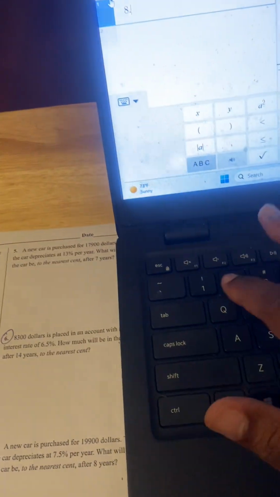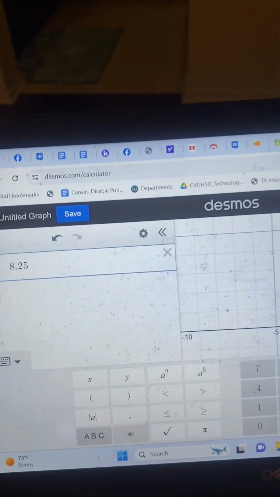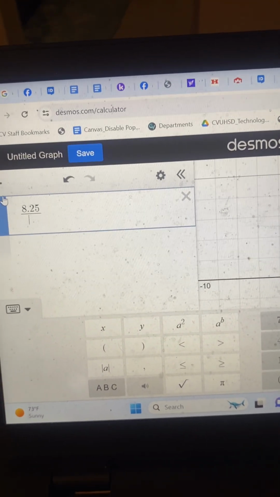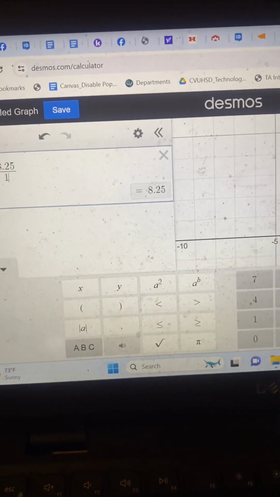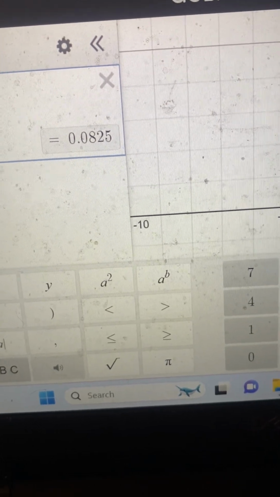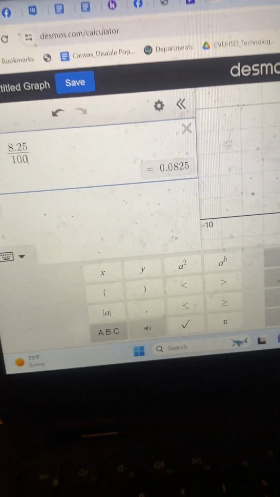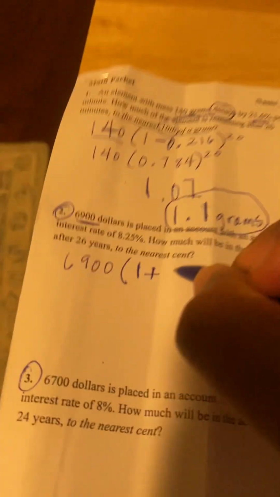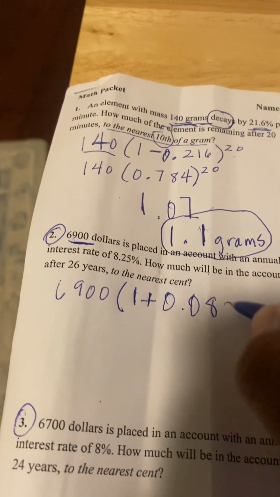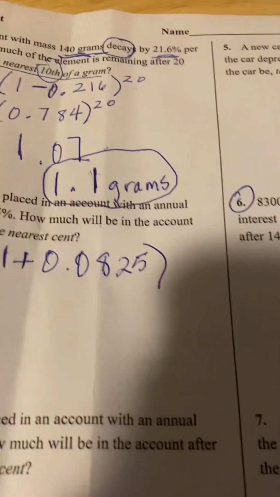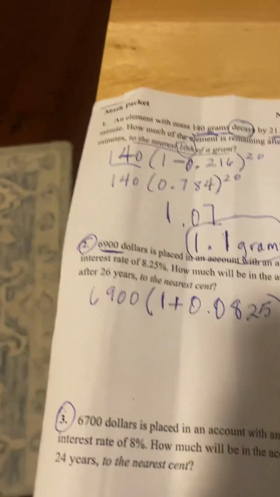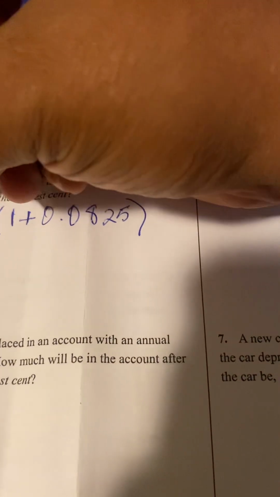So I go to my decimals calculator, or any calculator you can use. Put 8.25 in, divided by 100. And that gives you what you need to write down, which is 0.0825. You always take the percentage and divide it by 100. Close the parentheses. Okay, and then it said, how much is in our account after 26 years?